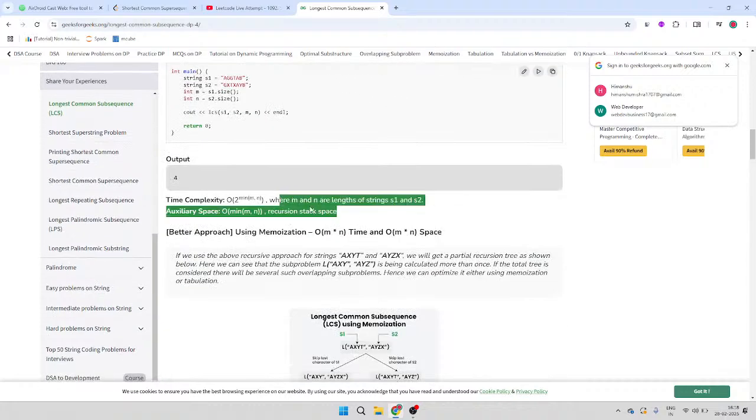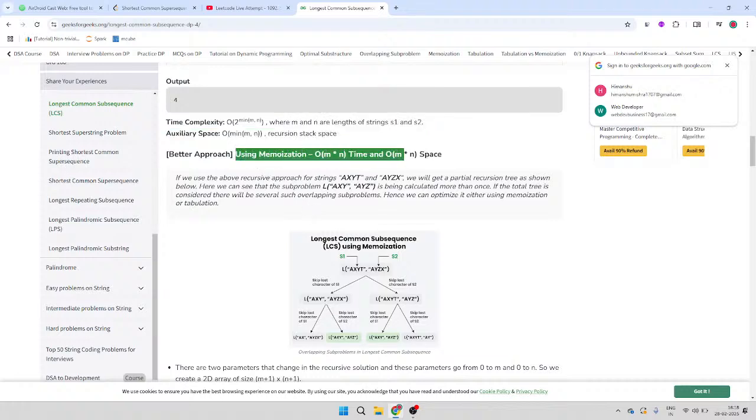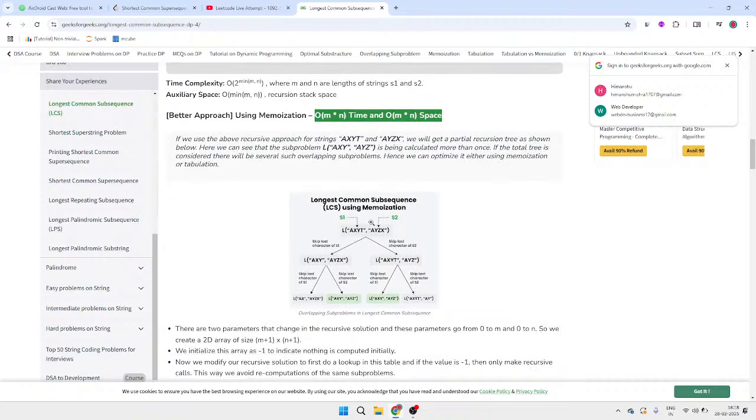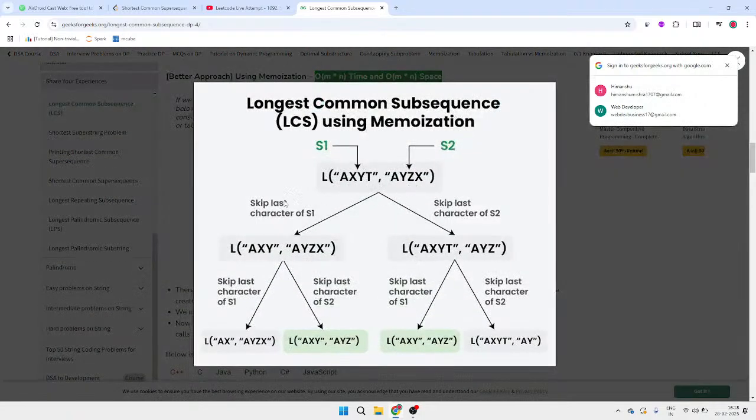Okay, this is the recursive approach. Yeah, so this is using memoization, order m cross n time and order m cross n space. So this is the LCS algorithm. What they did was S1, S2 is there. Skip the last character of S1, which becomes AXY. Skip the last character of S2, which becomes this. Then they did this: skip the last character of both S1 and S2. How do they combine this? Basically, they are shortening the strings.